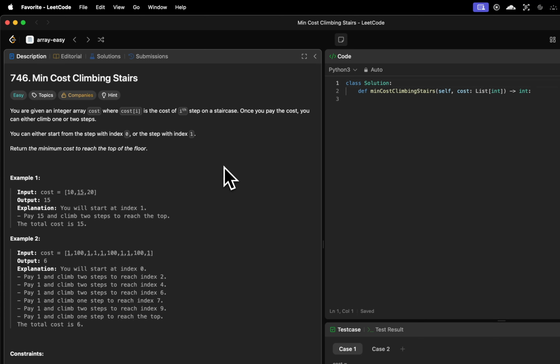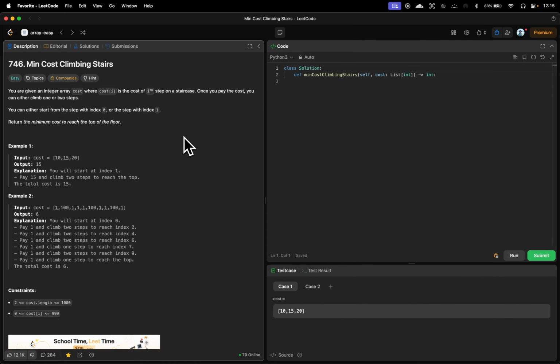Okay. You are given an integer array cost, where cost[i] is the cost of the ith step on the stairs. Once you pay the cost, you can either climb one or two steps. You can either start from index 0 or you can start from index 1. Return the minimum cost to reach the top of the floor. So it essentially is the same question, just it has some cost implied to it.